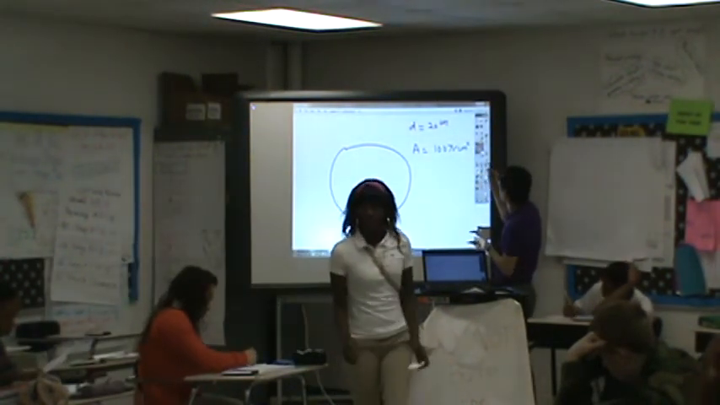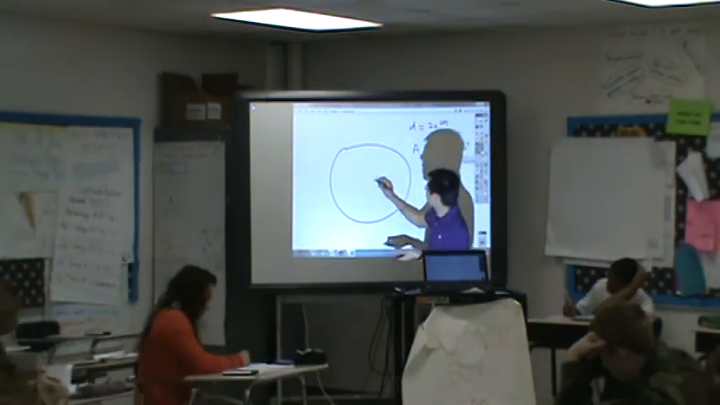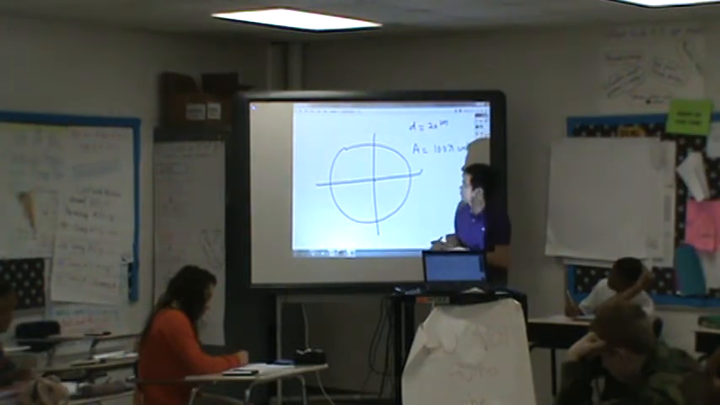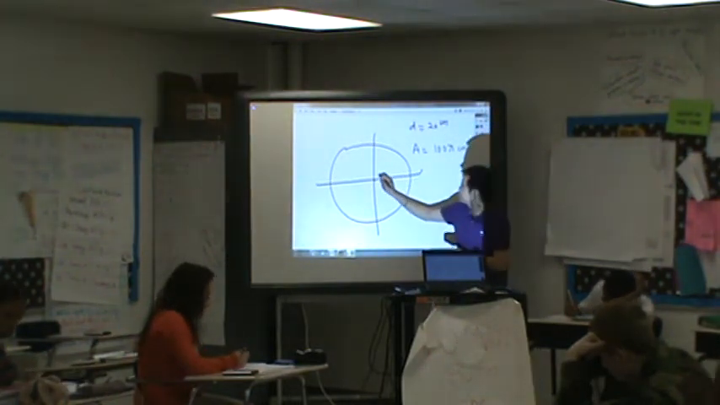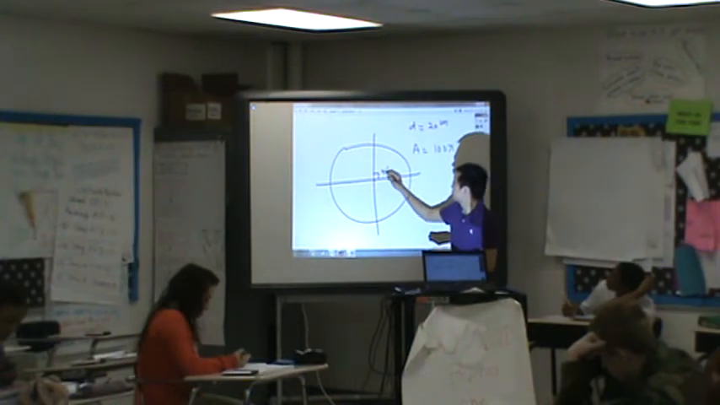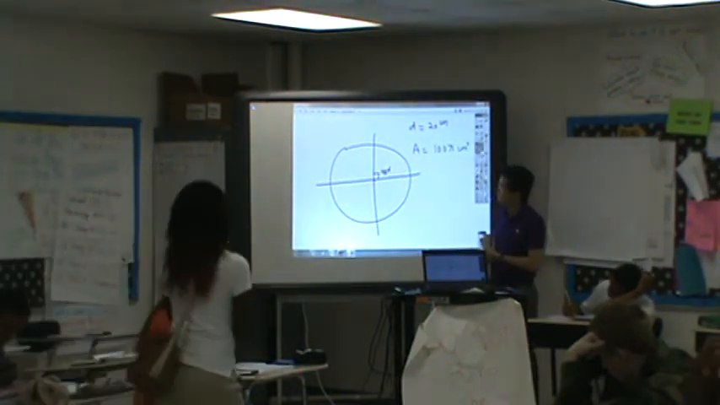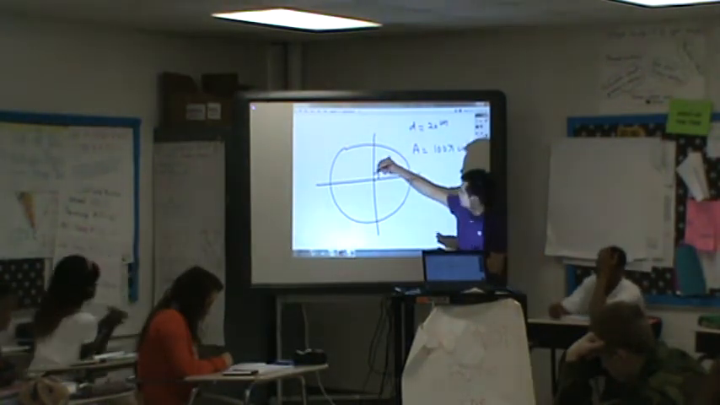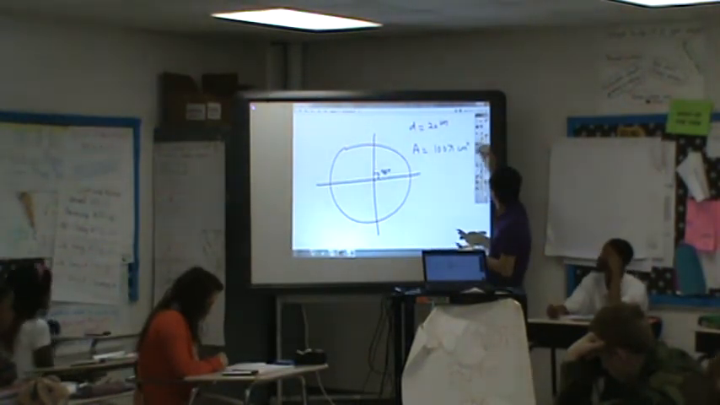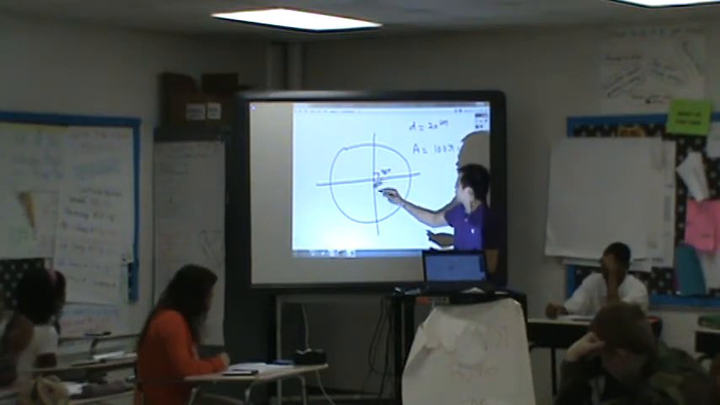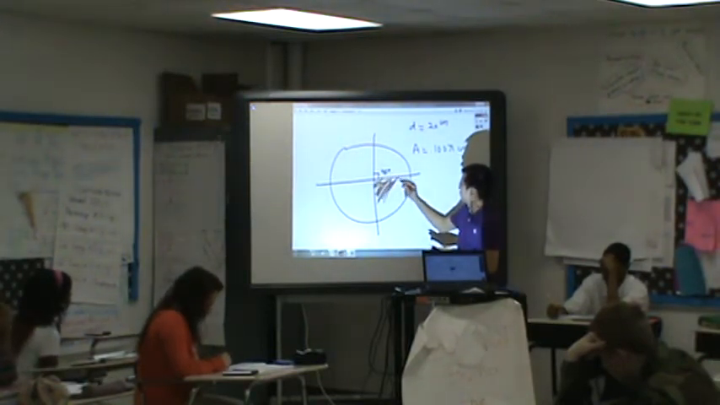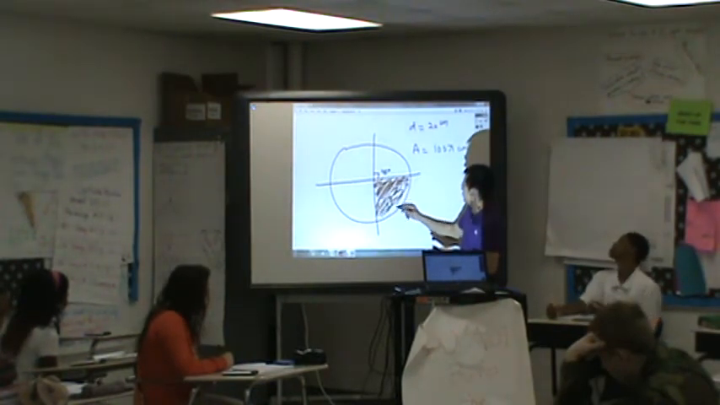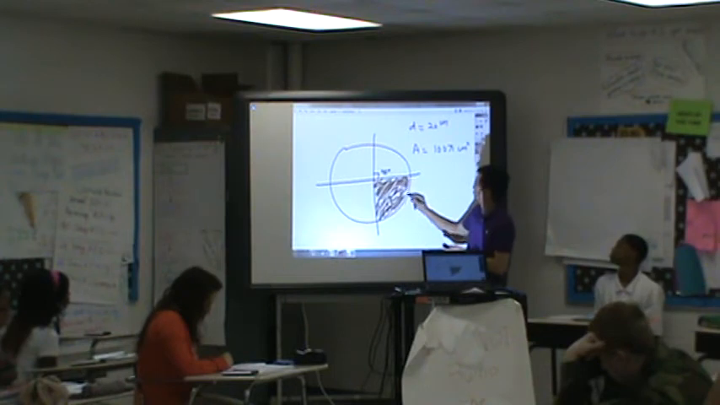All right. Again, I'm going to divide this circle into 4. I cut the pizza in 4. This one is still 90 degrees, right? And I want to know how much pizza I ate. That would be the sector area, just 1/4 of the area.